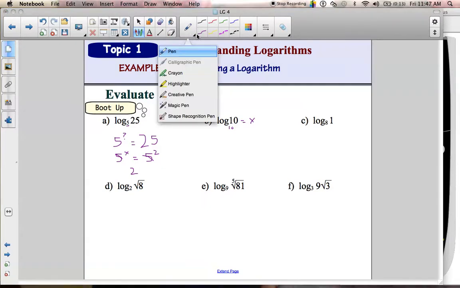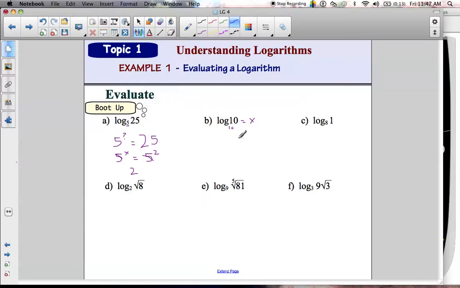Now I'm going to boot up, which means I'm going to take this is my foot, this log, and boot up. See, it just kicks that guy up. So what happens, it goes 10 to the power of x, let's boot it up, equals this argument right here, that argument 10. Well, now we're back to the same step we did in Learning Guide 3. So we know that's power 1. So the answer is 1. Okay?